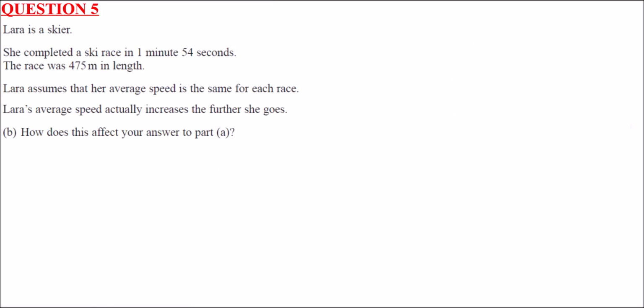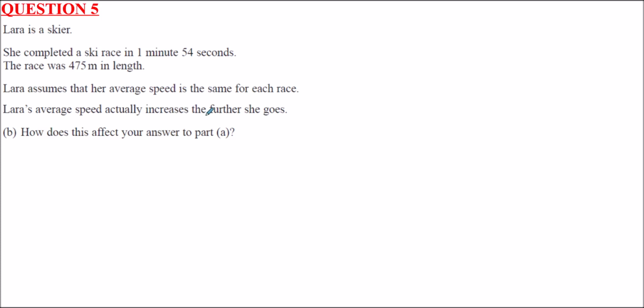Part B, Lara's assumed, like we've said, that her average speed is the same for each race. But in actual fact, Lara's average speed, it actually increases the further she goes. How does this affect your answer to part A? Well, in part A we were given an estimate of how long she'd take to cover 700 metres.